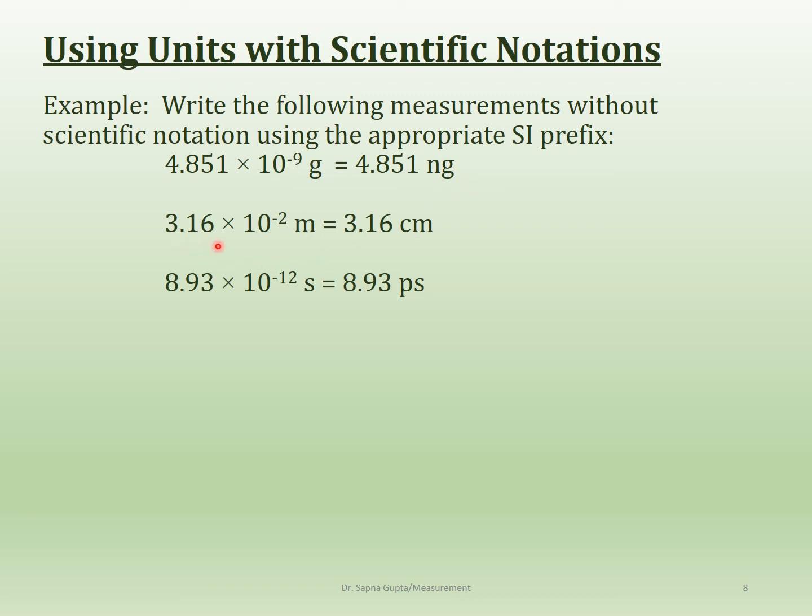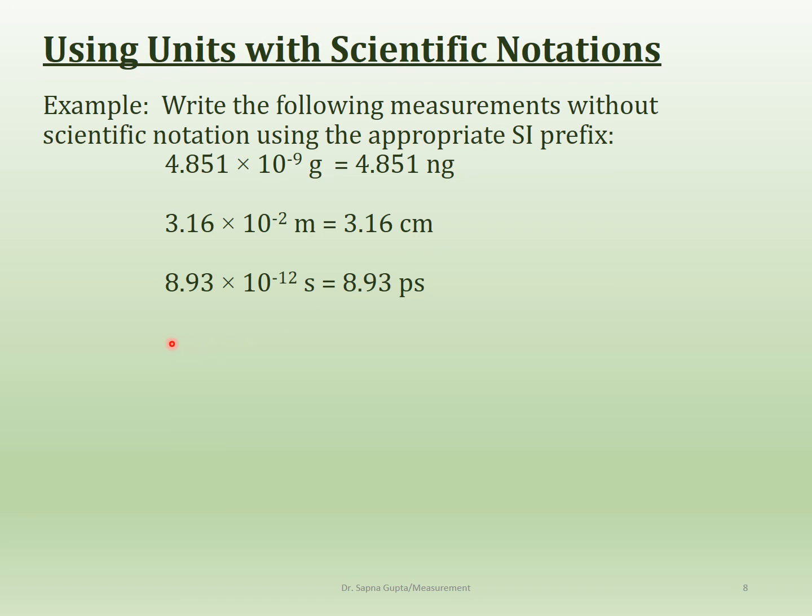3.16 times 10 to the negative 2. So negative again means we're looking at something that is smaller, all right? And this is in meters. So then 10 to the negative 2 meaning 1 divided by 100. And that is a centi, okay? 100 is a centi. So which means this one is 3.16 centimeters, okay?